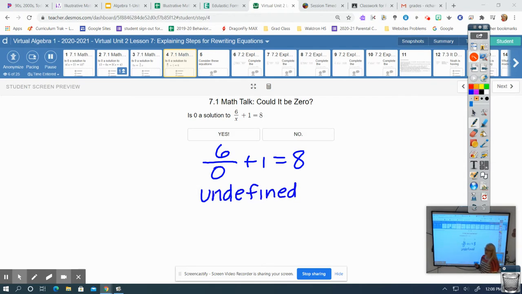You cannot divide something by 0. If I have 6 cookies and I try to give them to 0 people, nobody's getting cookies and they're wasted. So you cannot divide by 0. It's undefined, so it is not a solution to this problem.